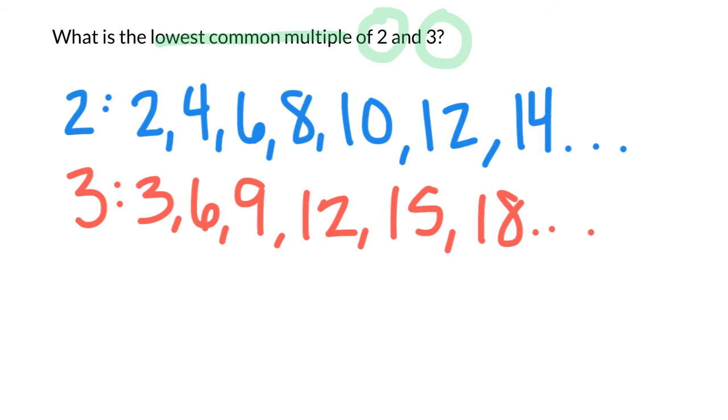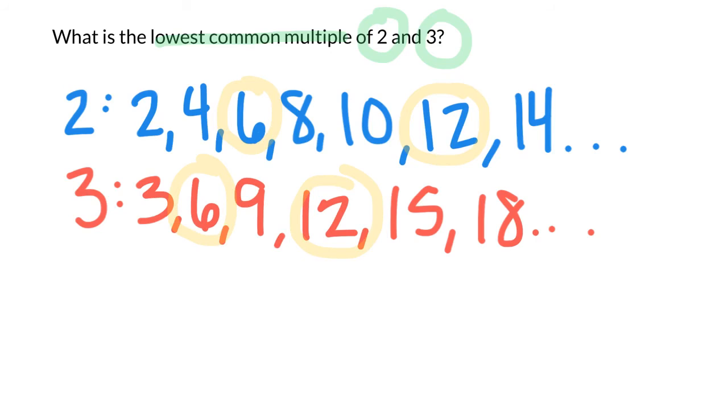Now we need to figure out which multiples these two numbers have in common. So I'm going to go through and circle the multiples that are the same. Let's use yellow. So if I'm looking at both of my lists, what numbers do I see that are the same? Well, both lists have a 6. Both lists also have a 12.